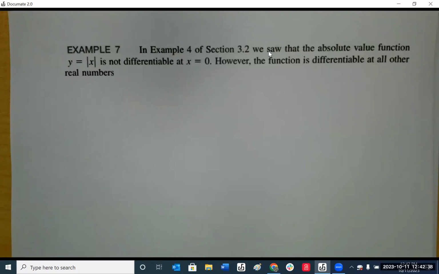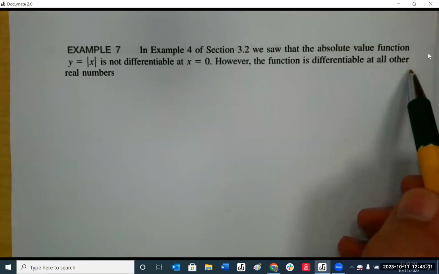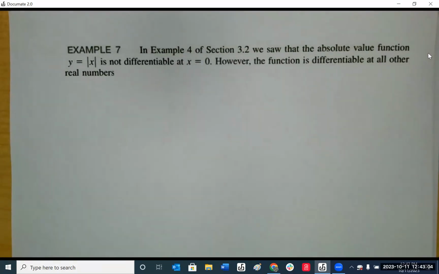In example 4 in section 3.2, we saw the absolute value function, y equals absolute value of x, is not differentiable at 0. Why not? Why is it not differentiable at 0, even though the function is differentiable on all other real numbers? Because it fails the limit test for limit left, limit right. We have negative slope on one side, positive on the other side, so they're approaching different values. So that's why he's saying that.